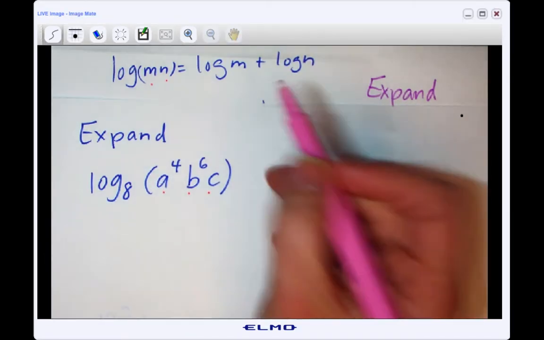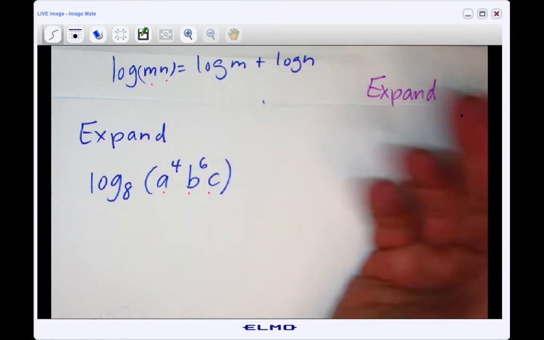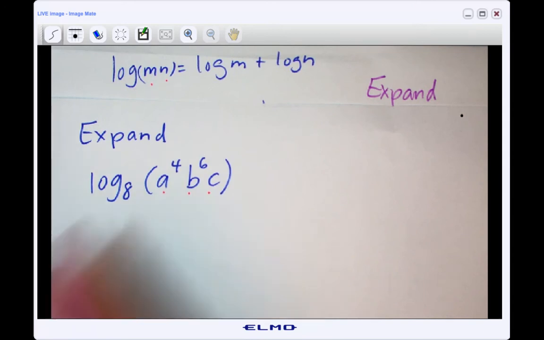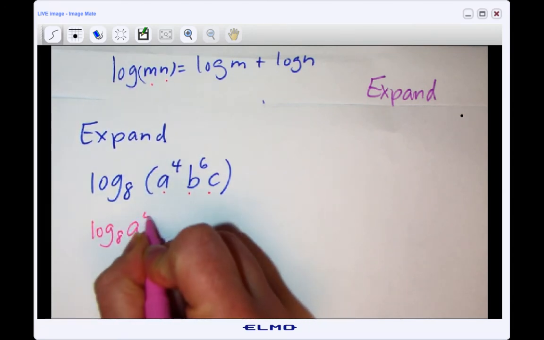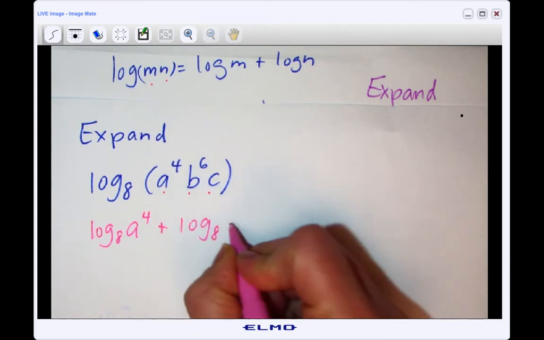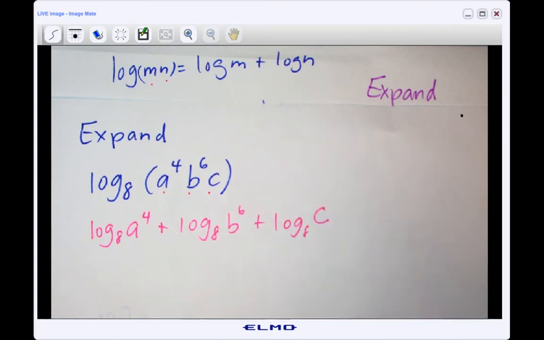So the first thing I'm going to do is break them apart into pluses. In this case, no minuses, because there's no division, but we're going to separate them into sums. So I'm going to rewrite this one as log base 8 of a to the 4th plus log base 8 of b to the 6th plus log base 8 of c.